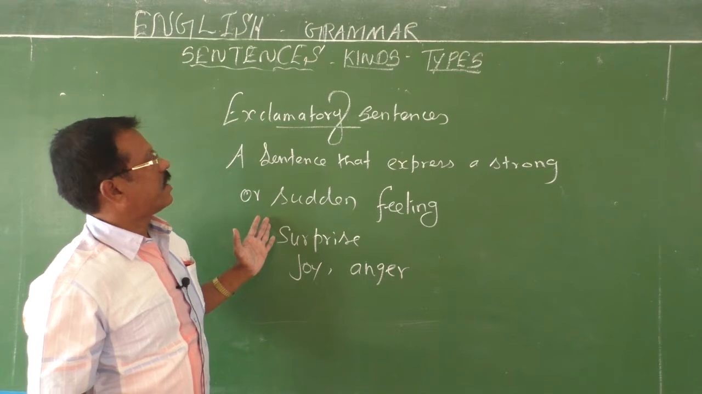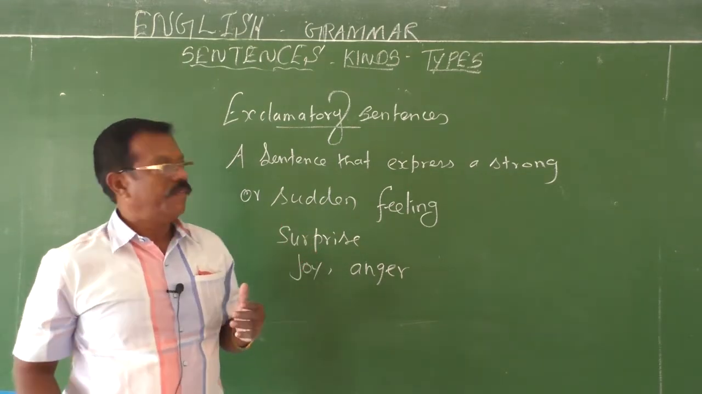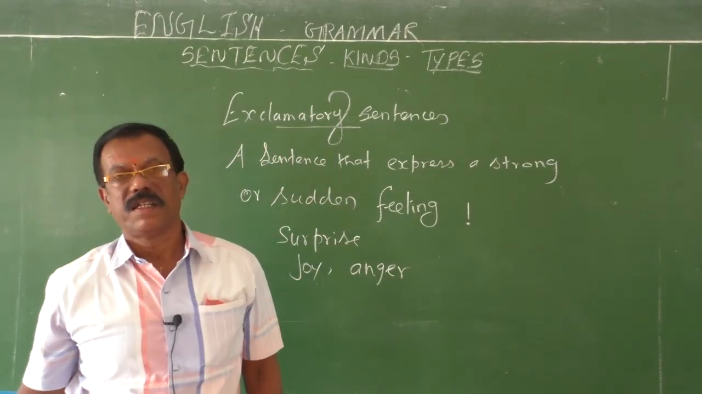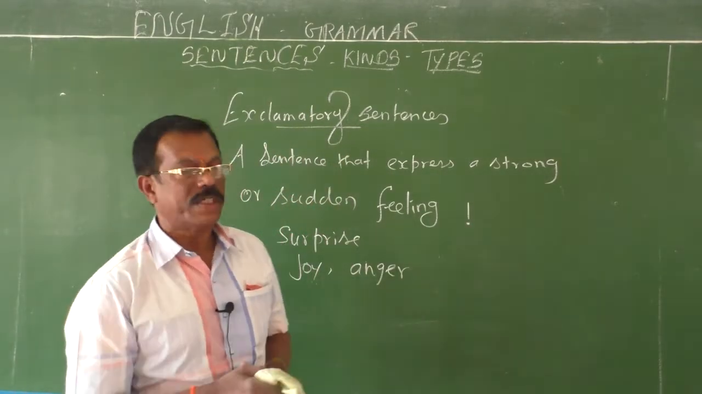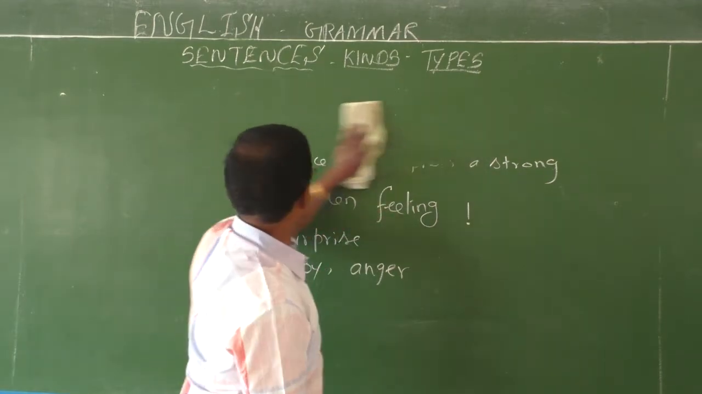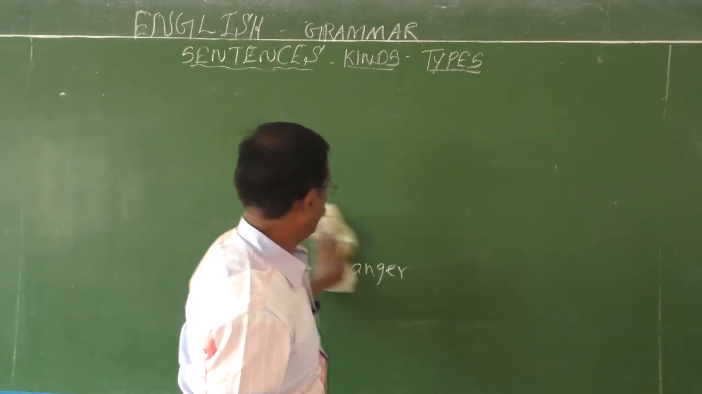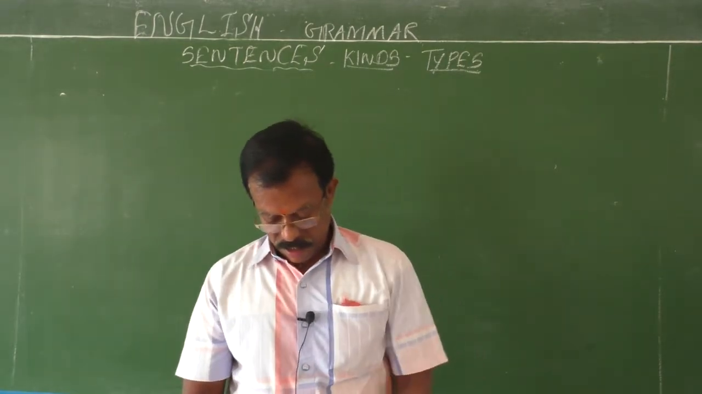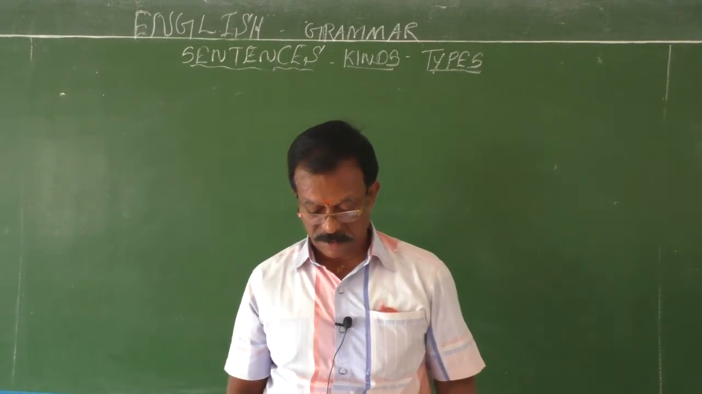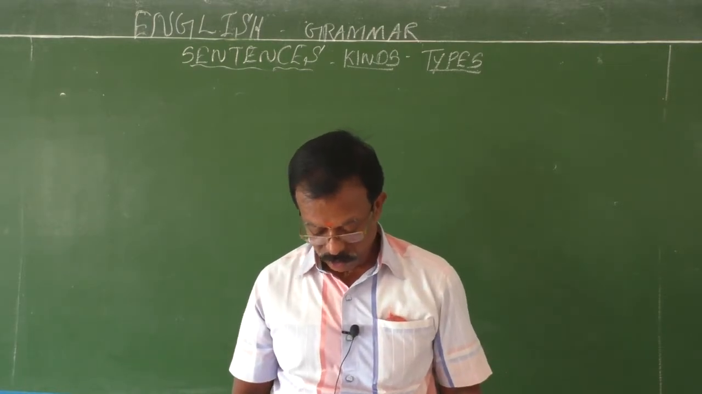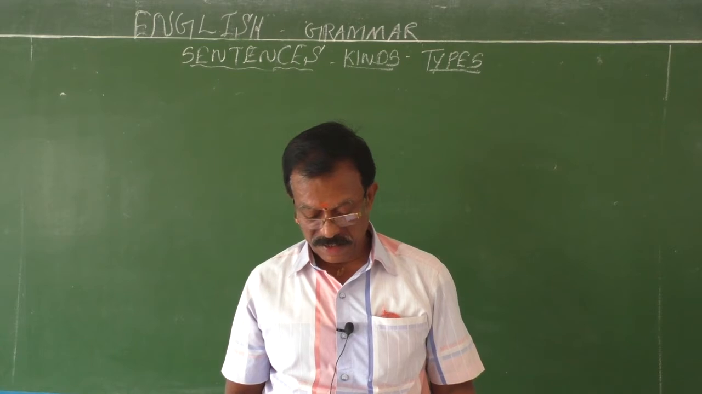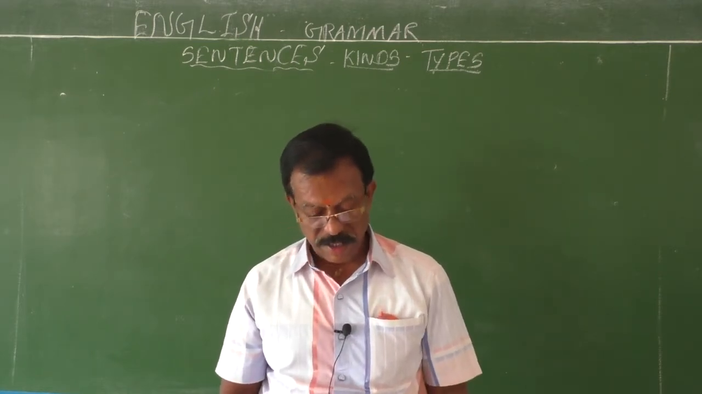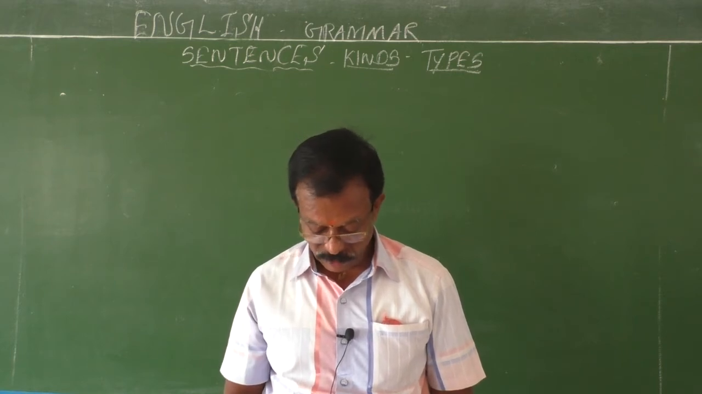Okay, to indicate such exclamatory expressions, we use exclamation marks like this. This is called an exclamation mark. Okay, fine. I'll give you one or two examples of exclamatory sentences. Many of you know how to form exclamatory sentences, but let me give you some examples.